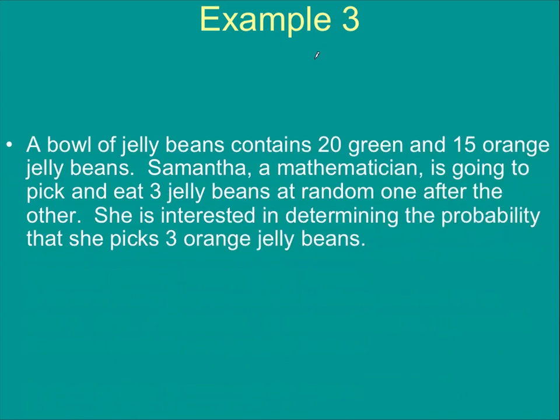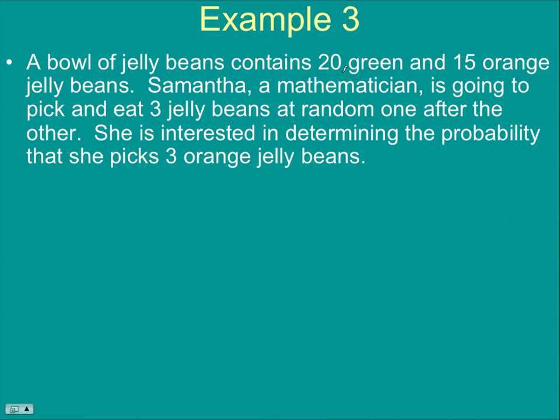All right, in example 3, a bowl of jelly beans contains 20 green and 15 orange jelly beans. Samantha, a mathematician, is going to pick and eat 3 jelly beans at random, one after the other. And she's interested in determining the probability that she picks 3 orange jelly beans.